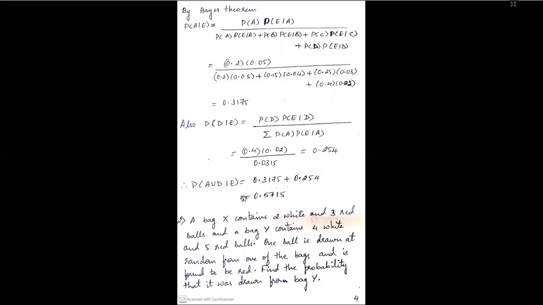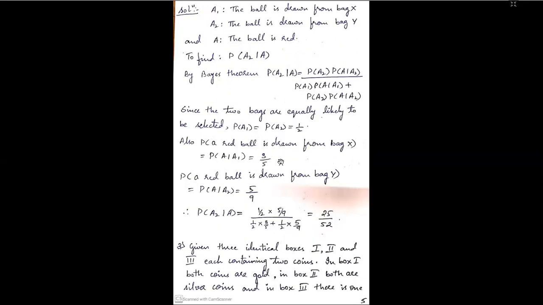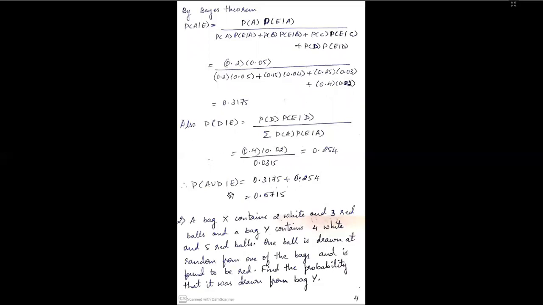Now let us look at the second problem. Almost all the problems are of the same type. You just have to find out what the mutually disjoint events are and what the event A is, which has to be found out from the condition given in the problem. So we have the second problem.